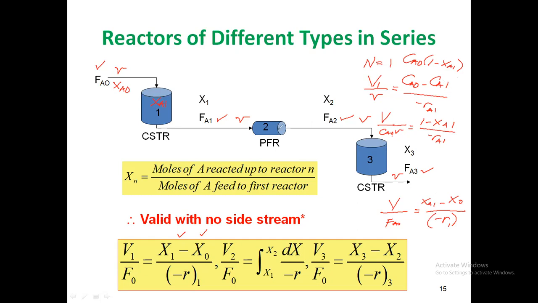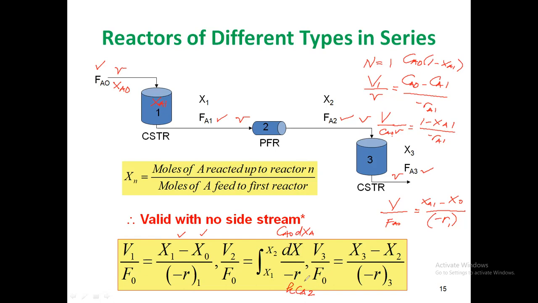Now for the PFR, this is your PFR, you will have V sub 2, this is FAO still, and this time you have dx over the rate here. So actually, originally for this one, you have also CAO dxa, right? If it's PFR, CAO dxa over the rate. This rate, by the way, would be, let's say, KCA2 if we're talking about a first order reaction.